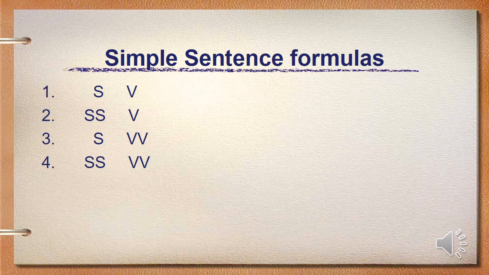Again, we have four types of sentences in English writing. We have simple sentence, compound sentence, complex sentence, and compound complex sentence. But in simple sentence, we have different formulas. We have four formulas to write a simple sentence. We can write a simple sentence with the formula SV. That means we have only one subject and one verb. We can write it with the formula SSV, that means we have two subjects with one verb. Or SVV, one subject with two verbs. Or even the compound subject with the compound verb, SSVV. So these are the four formulas to write a simple sentence.